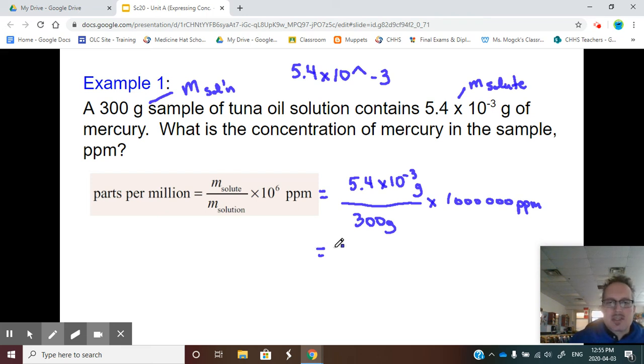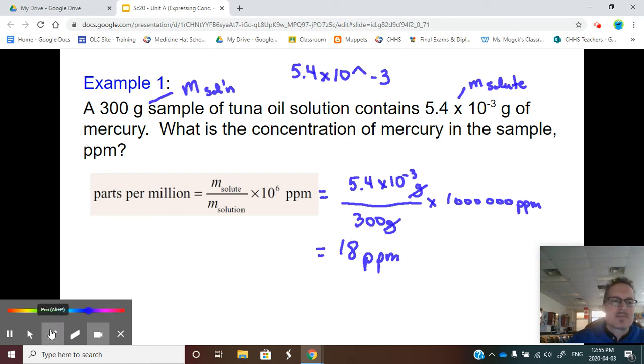When we are finished, my answer is going to be 18. Grams cancel off. My unit is parts per million because both units cancel out. I'm only left with parts per million. So please make sure when you do this, if you didn't get it right, make sure you try typing it in to get 18 parts per million. Okay.